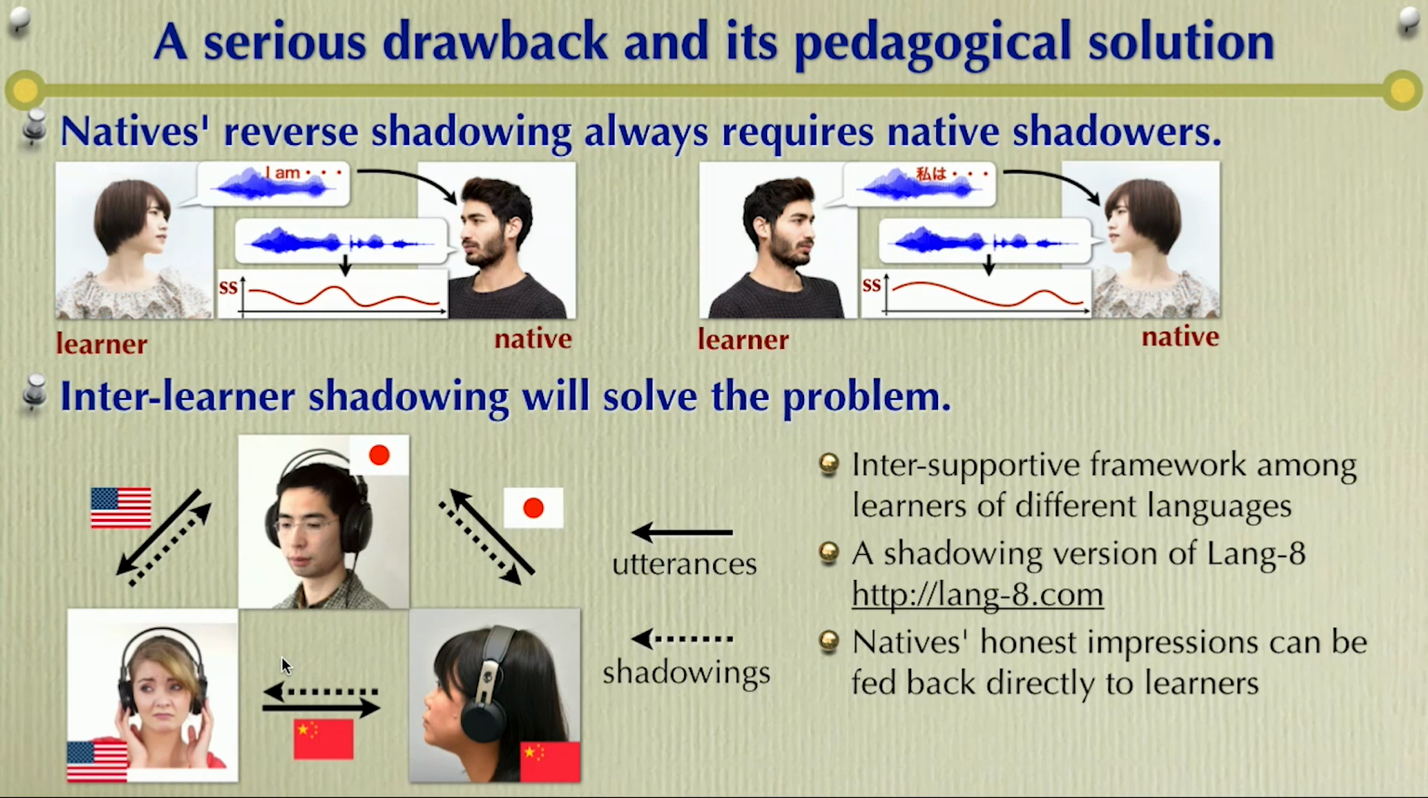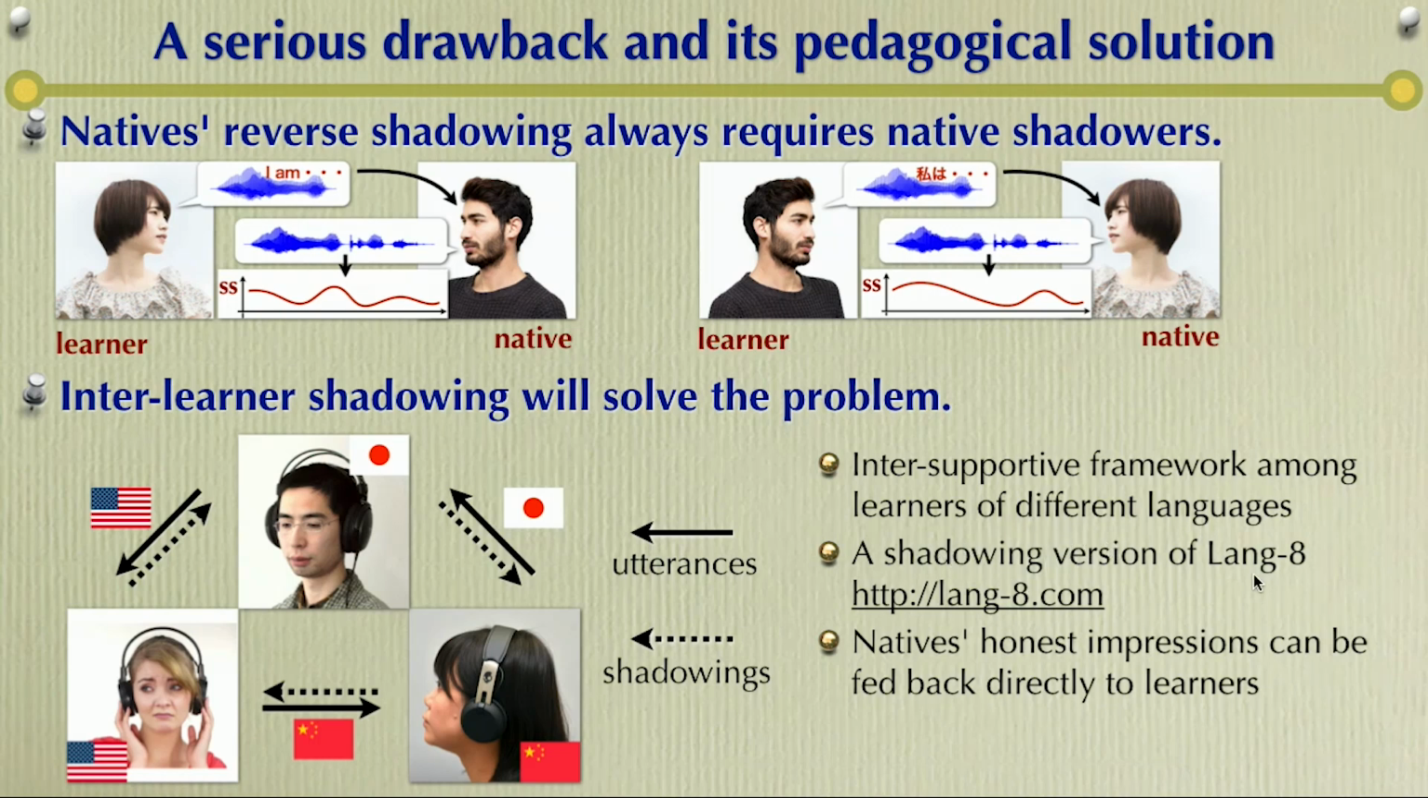And lots of learners are learning that language, okay? So you have to shadow learners of Korean, okay? And you are Japanese, I will shadow, okay? You have to shadow, and you will be shadowed, okay? So it is an inter-supportive framework among learners of different languages.